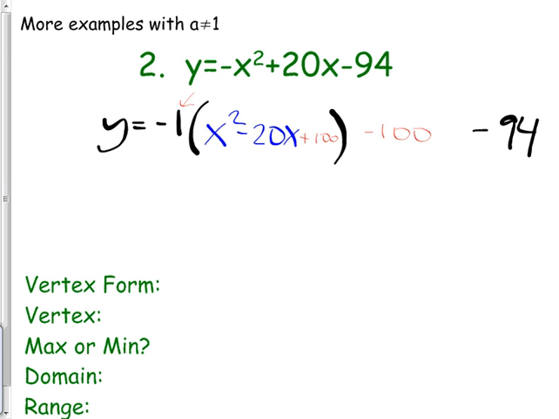And why is this a wrong answer? X minus 10 squared minus 194. It's going to get a lot of people because they're going to be like, looks totally right to me.